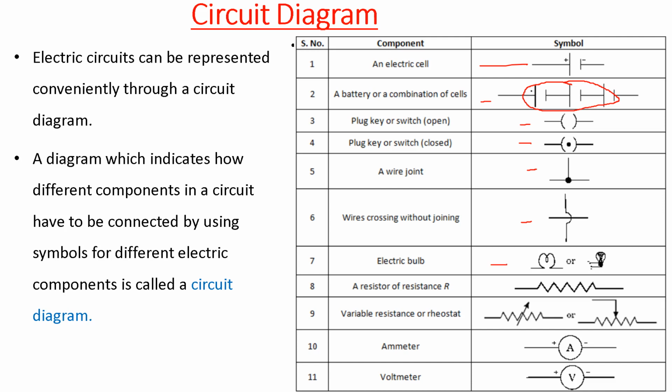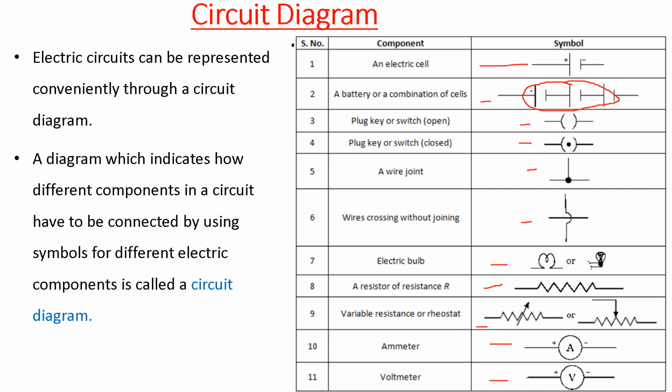This is the symbol of an electric bulb, and mostly we are going to use the first symbol. This is the symbol of a resistor, and here the symbol of variable resistance, also known as a rheostat. This we will discuss later. And these two symbols we are aware of: the first is of an ammeter and this is of a voltmeter.